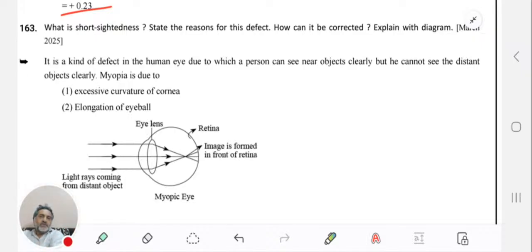What is short sightedness? લઘુ દ્રષ્ટિ ખામી કહેવાય ને. શું કહેવાય? લઘુ દ્રષ્ટિ ખામી. State the reasons for this defect. How can it be corrected? Explain the diagram. It is a kind of defect in the human eye due to which a person can see near objects clearly, but he cannot see the distant objects clearly. હા, એટલે આમાં શું છે, જો સમજો કે ભાઈ આને કીધું છે શોર્ટ સાઇડનેસ, પણ દૂરનું ના દેખાય. સમજ્યા?